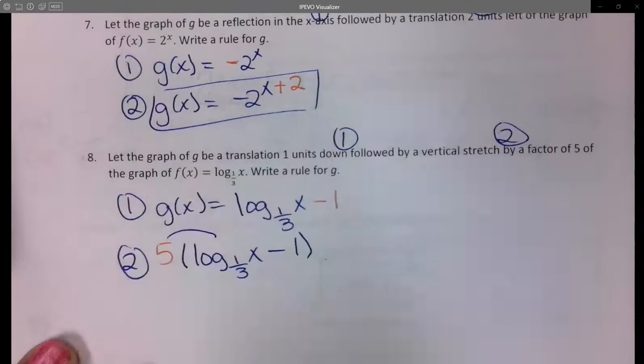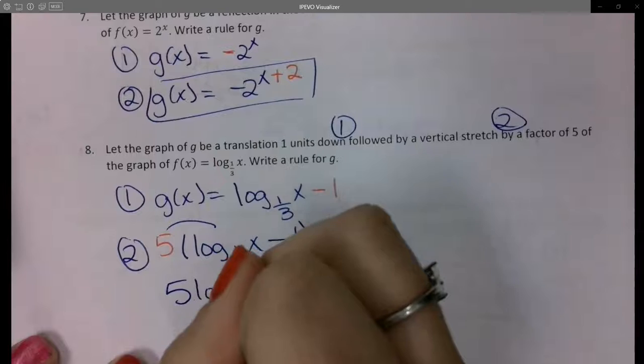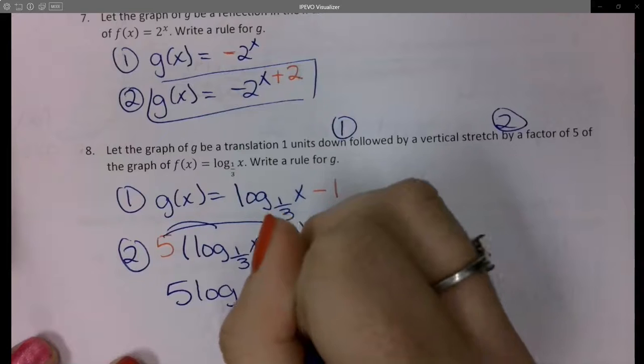Then I want to distribute the 5. So I'm going to have 5 log base 1/3 of x. And then I'm going to take the 5 times the negative 1, which gives me negative 5.